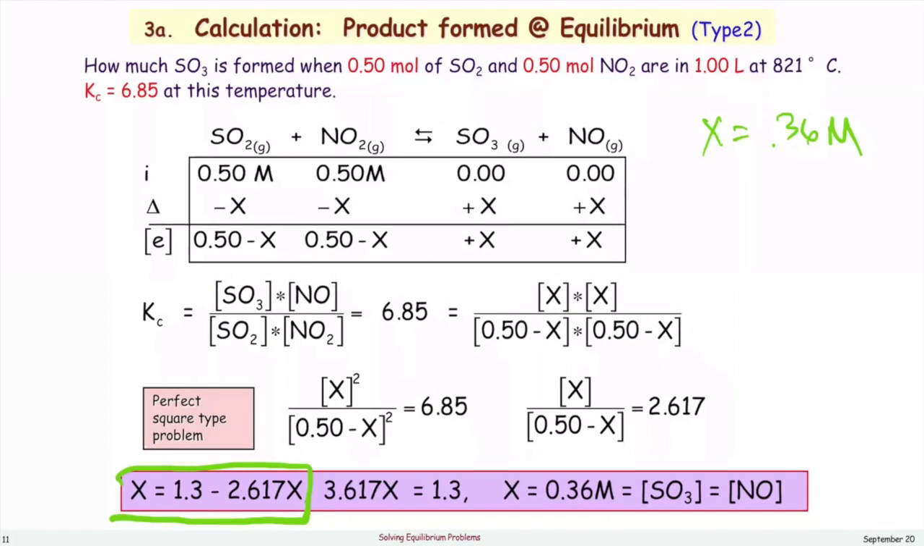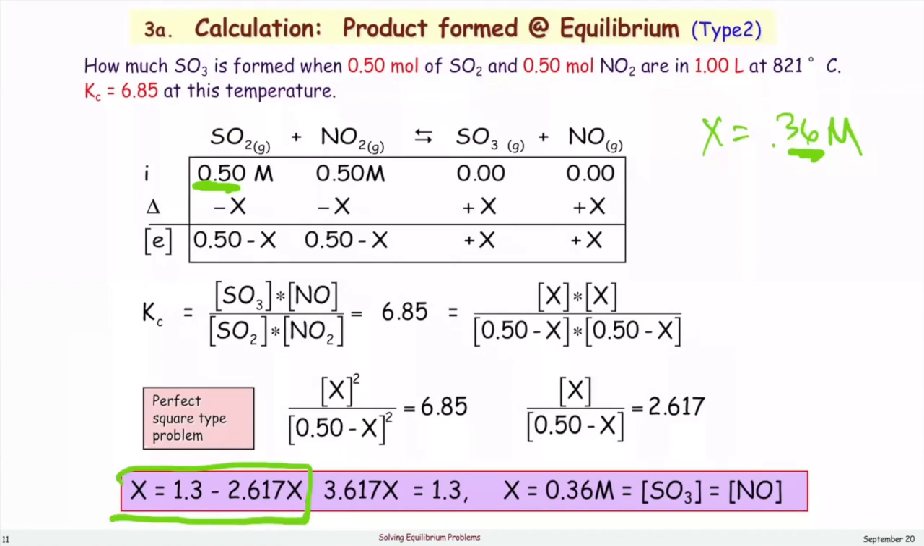Make sure that the answer is reasonable. Okay, what you need to remember is that we have 0.5 here and our x is 0.36. So you're taking a large quantity and you're subtracting a smaller quantity. That makes sense because you're going to have mass at the end of this, or concentration at the end of this. And it's going to be basically 0.14 molar. 0.5 minus 0.36 is 0.14.